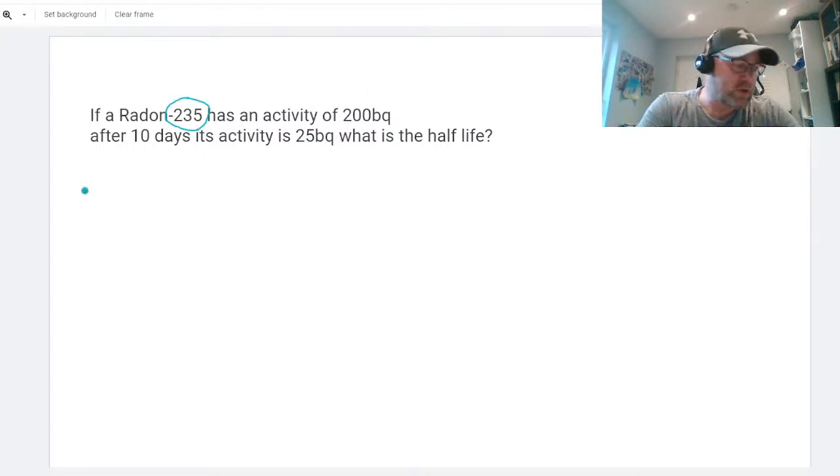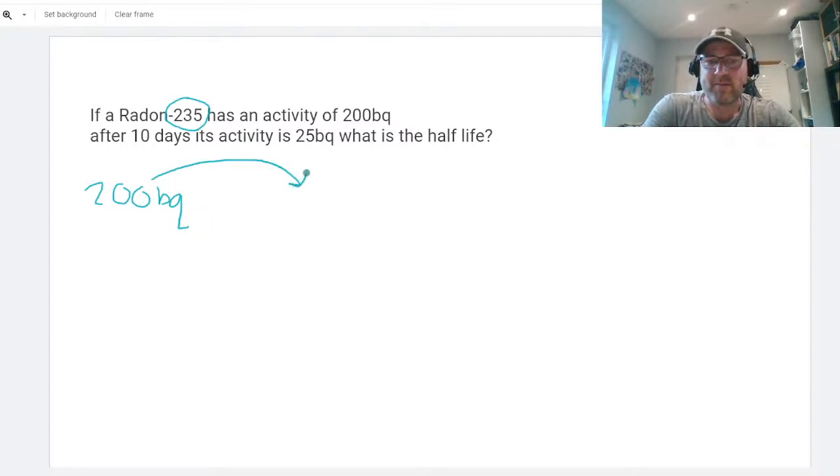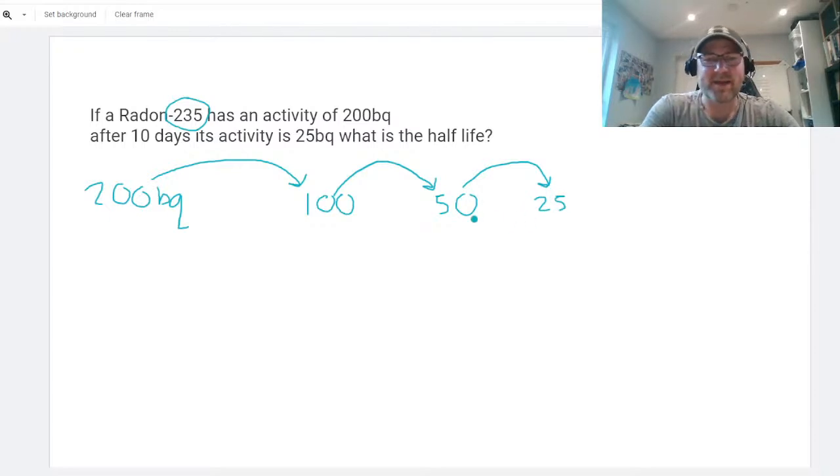So all you do here, start at 200 BQ. You don't need to write BQ, that's just me being long, and half it to 100. What's next? What are we halving it to next? We're going to half it to 50, and then we're going to half it to 25. I think I've made this a little bit awkward. So 200 to 100 to 50 to 25.